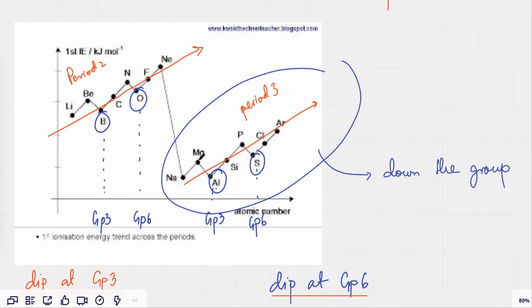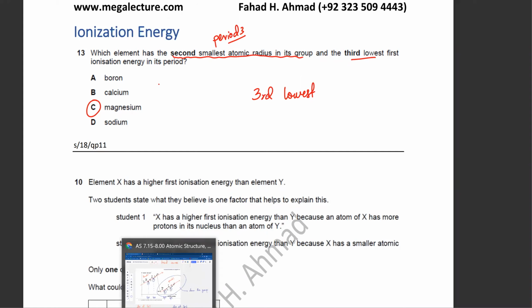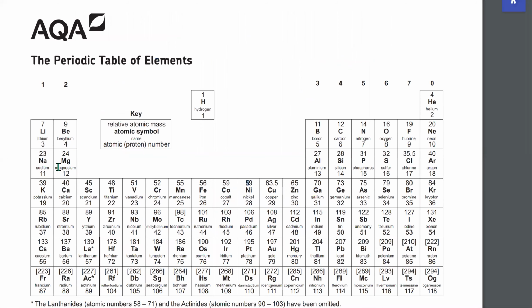Yes. So the answer is going to be magnesium. For this particular question, it's going to be magnesium. Remember, it's all about comprehending the question. First thing, second smallest atomic radius, so that must be an element in period 3, second from the top. And then he talked about how, in its period, it had the third lowest first ionization energy.